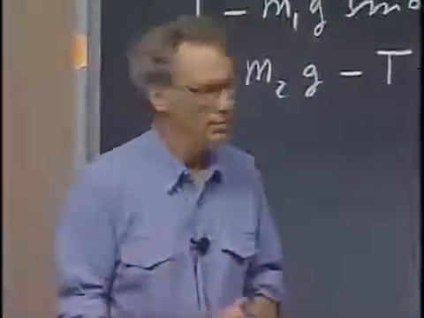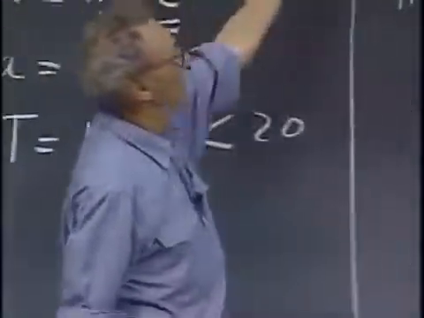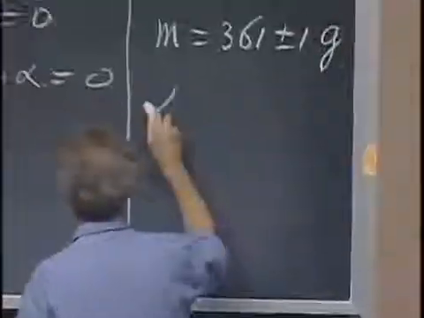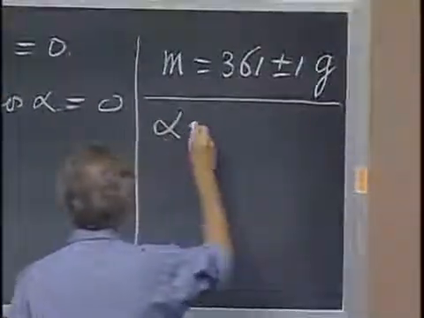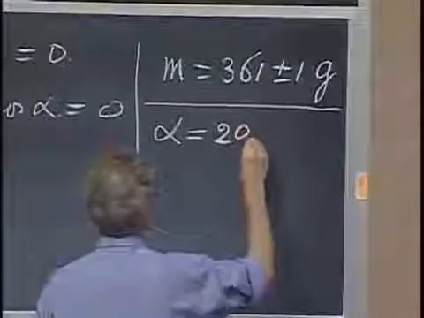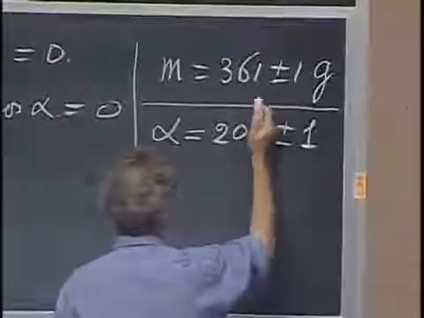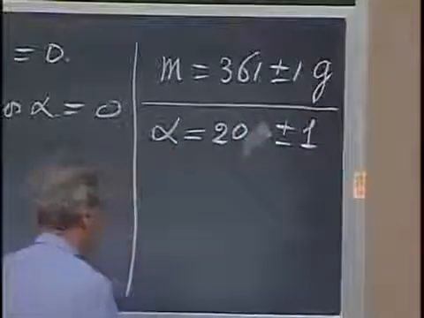A is 0. That condition isn't met, and this condition isn't met. So now you must write down in your notebook that alpha now, it's an independent experiment, equals 20.0, maybe plus or minus 1. I think it's about 1 degree accuracy that I can do.